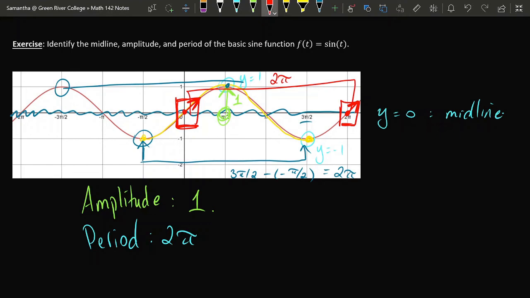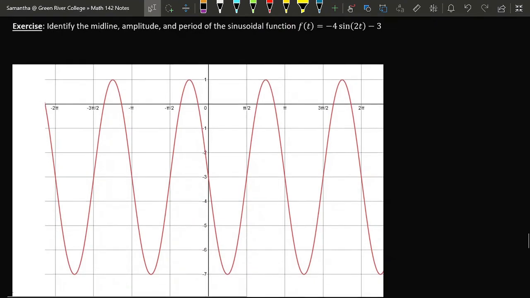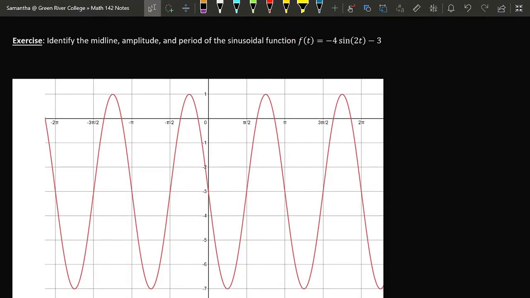Regardless of the method that you use, we find that the midline is y equals 0, the amplitude is 1 unit, and the period is 2π units. That is what's true for the basic sine function. Now let's try it with a transformed sine function.